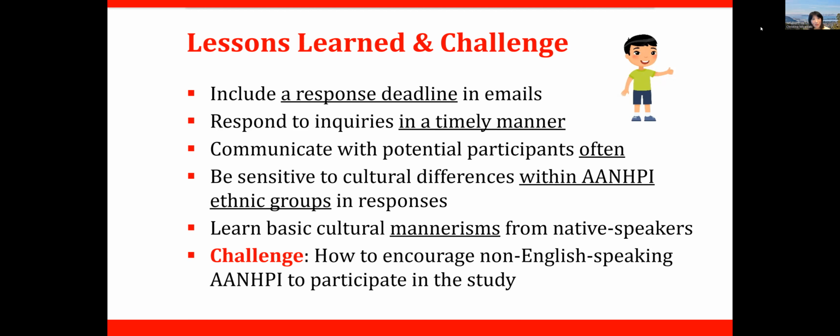But the difficulty is, for example, our study was looking at diets. The Care Registrants were fine and wanted to participate, but they wanted to do the study with their parents, who may be immigrants and may not be familiar with participating in a study. So that was the challenge. I think we need to encourage non-English speaking AA and NHPI to participate in studies. That's going to be the next challenge. Next one, please.